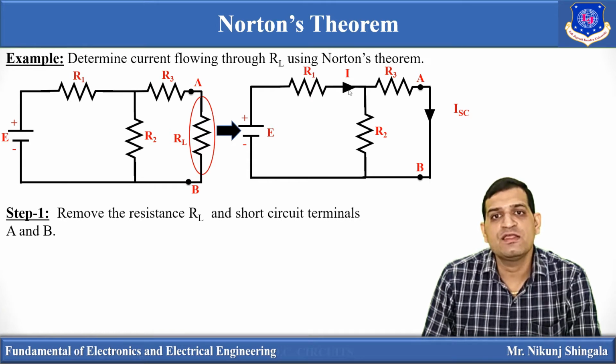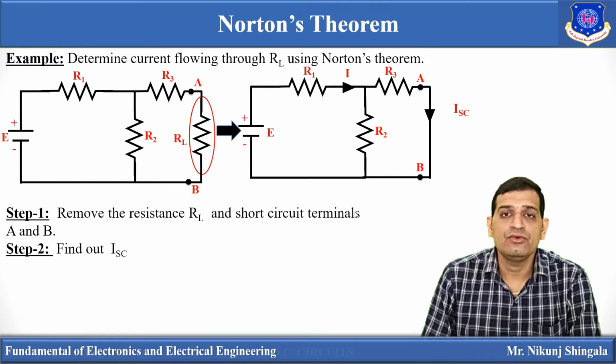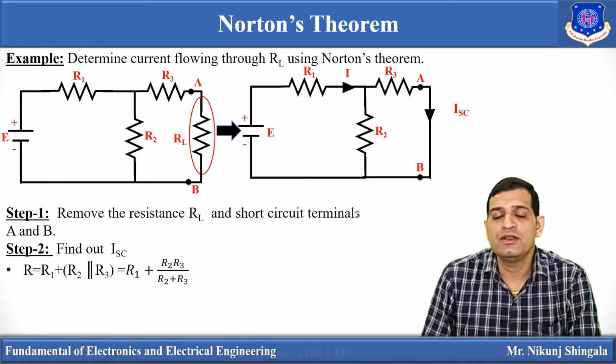But to determine ISC we need to have the total current I. So to find the total current I of the entire network, we have to find first the total resistance of the entire network. So to find the total resistance of the entire network, we have to look from this side. So what is the total equivalent resistance?